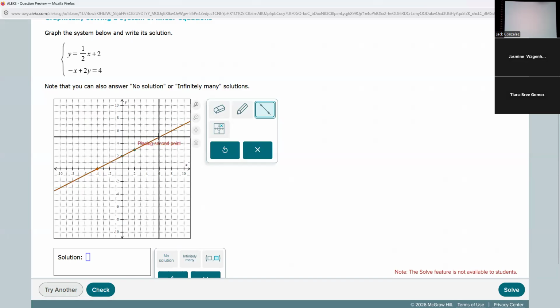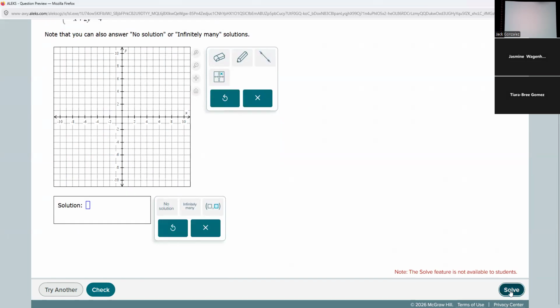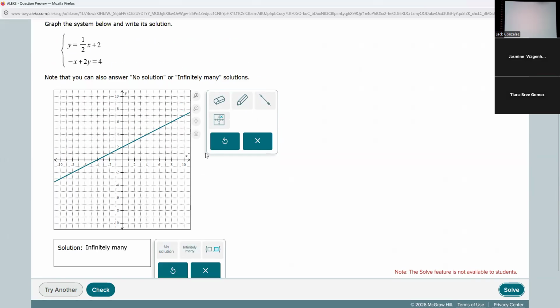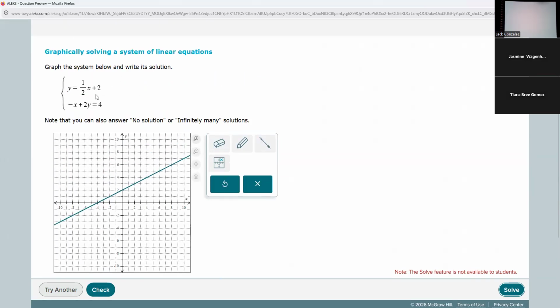Place the point. Strange. Okay, whatever. My grapher's being weird. Anyway, they're both on top of each other. You have infinite solutions because they're on top. And that's it. Graph them on Desmos or by hand or on here and find what case you have. Okay. This is the infinite case.